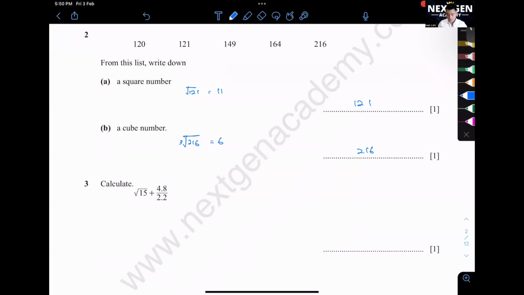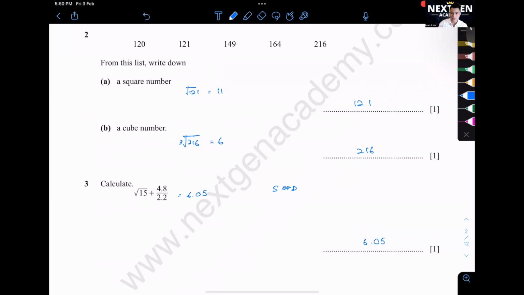Okay, this one, take out your calculator: square root of 15 plus 4.8 over 2.2. If you are using this calculator, it will give you an exact value. Make sure you all know how to change it. Press the SD button. Okay, you will get 6.05.